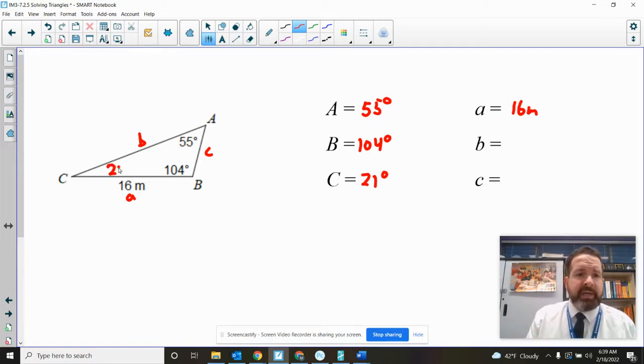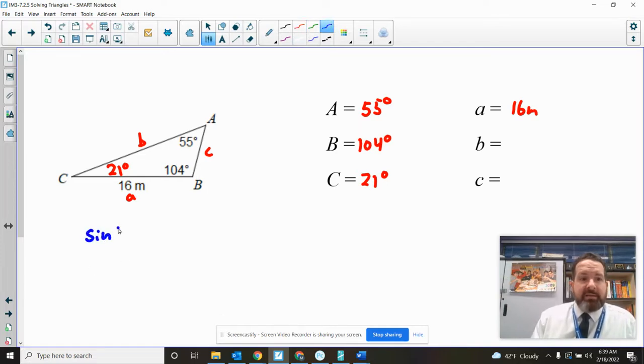Next thing to check is, okay, so I did the easy one, and there's not always an easy one. This time there was. Do we have a set of opposites? Yes, we do. I've got angle A and side A. We can then use the law of sines to find side B and side C. So let's get that set up.